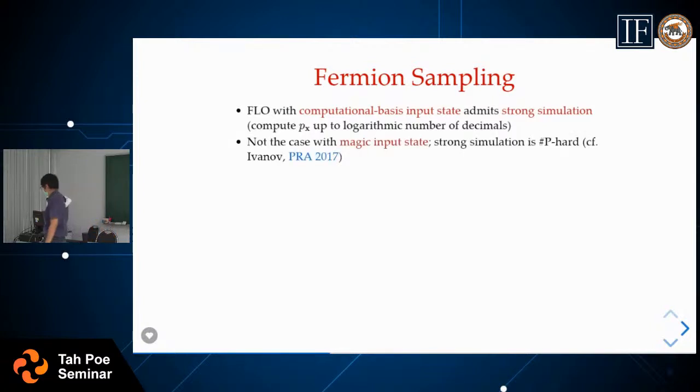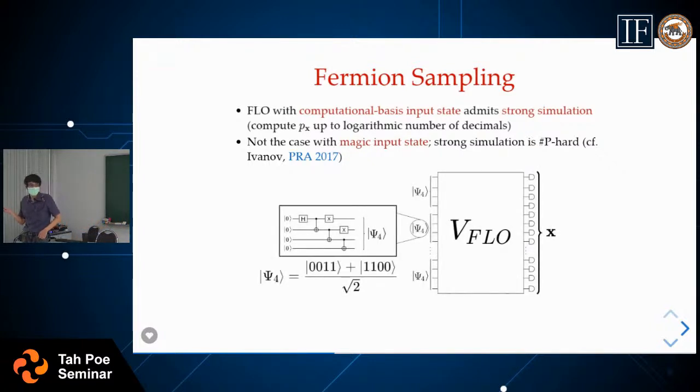But it turns out that there's a way out, and also a lot of evidence is well known, that if you change the input state to this kind of entangled state, there's a reason it has to be 4 qubits and cannot be less than 4. But that's for another time. If you can input this entangled state, instead of the computational basis input state, some call it a magic input state, then strong simulation of this circuit is as hard as strong simulation of any other quantum circuit.